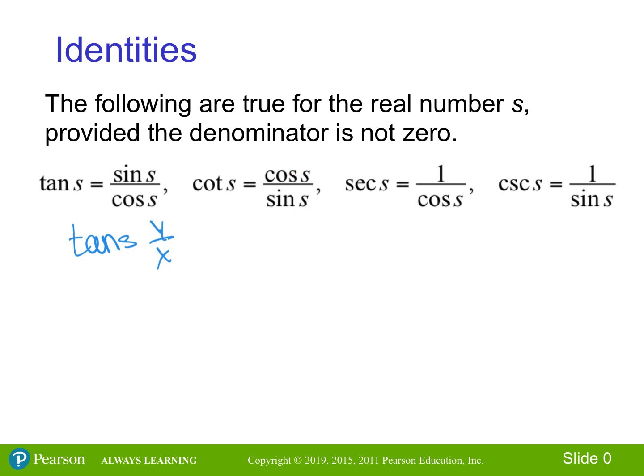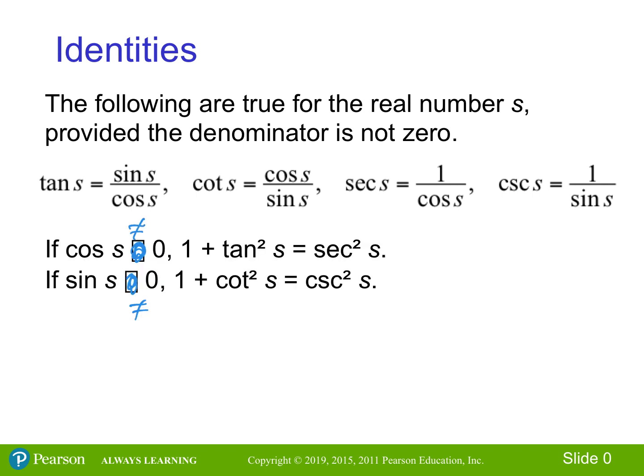We said that secant was really equal to 1 over x. Well, x is really cosine, so secant really gives us 1 over cosine. And then for cosecant, we said cosecant of s was really equal to 1 divided by y. Well, y is really equal to the sine of s, so we can also say that cosecant is equal to 1 over sine.